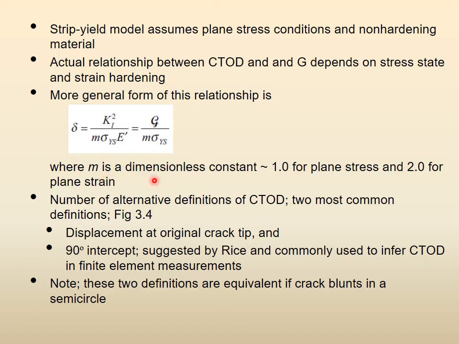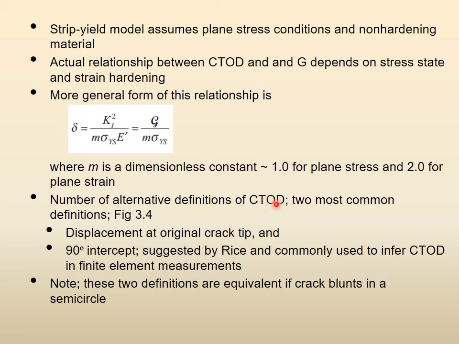So if it is plane stress, where the equations were actually derived, then remove this m, that is, m is equal to 1. But if it is plane strain, then put m is equal to 2, and this will be approximately the equation for plane strain. So by using E dash and this m, we are continuing the equation in a more general form.